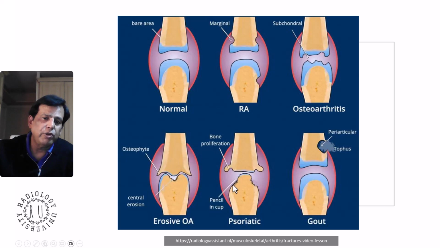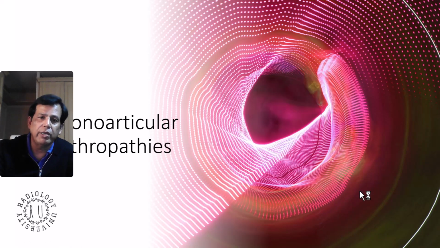So this is destroying the bone and causing a pencil-like appearance, and on the other side is more of a bony proliferation and cupping happening. That's in psoriatic arthropathy. This erosion is also periarticular, but you can see in gout. This is just a diagrammatic explanation. We'll go through it later on just to get a view of how it looks.